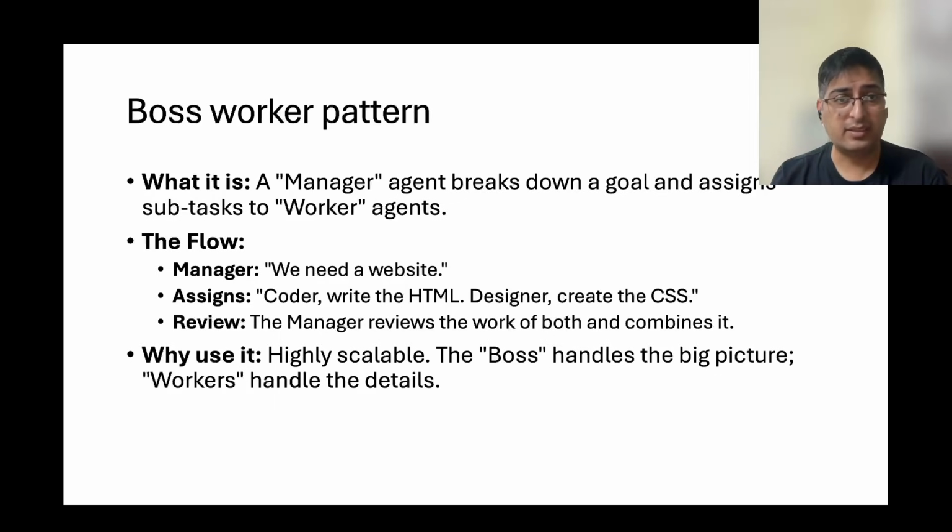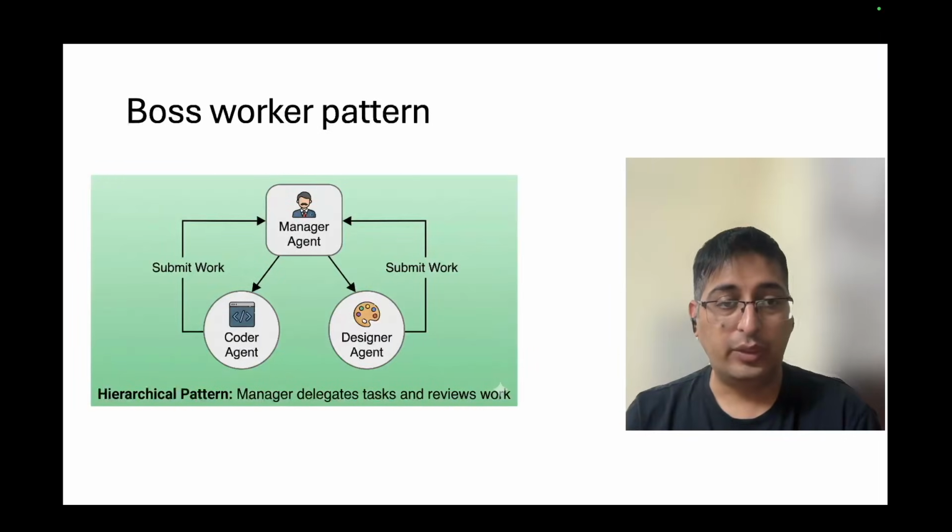Next one is the boss-worker pattern. It is very similar to the master-slave architecture that we are aware of. There will be one manager and many workers assigned to that manager. The manager will plan the work and delegate it to the workers. Workers will do that specific task and respond back to the manager with output. The manager will combine that and give the final output to the user. This is how it will look visually. There will be a manager agent which delegates the work to other agents, and once those agents are done, they submit the work back to the manager, who consolidates everything and gives the final result back to the user.